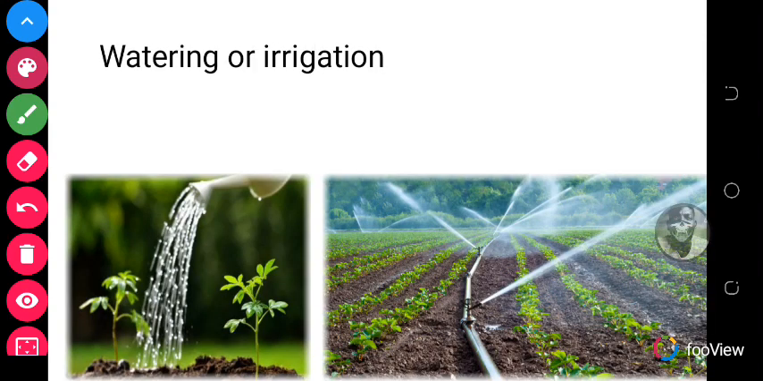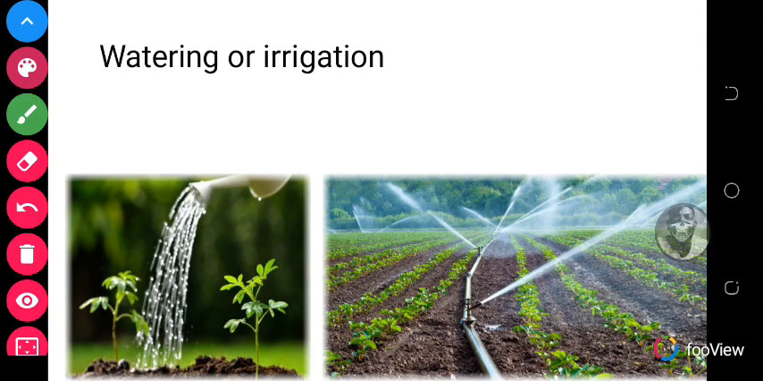So watering and irrigation. This refers to the way by which water is supplied to plants so that they can grow to maturity, especially during periods of low rainfall. There are several ways of watering plants, and these include the use of watering can, the use of rubber hose or plastic pipes, or even sprinklers.